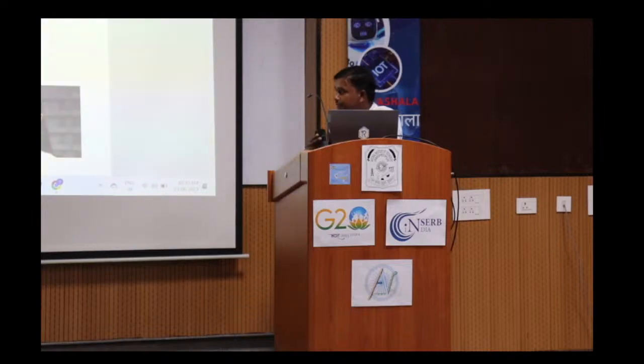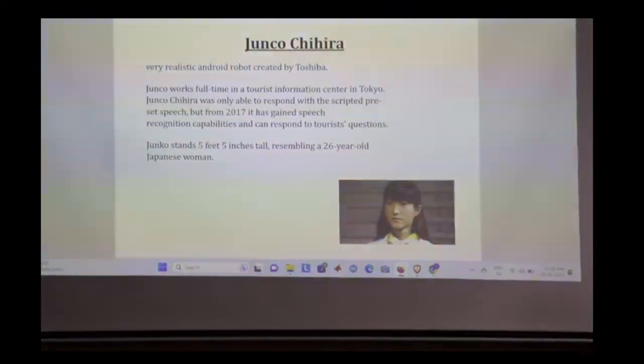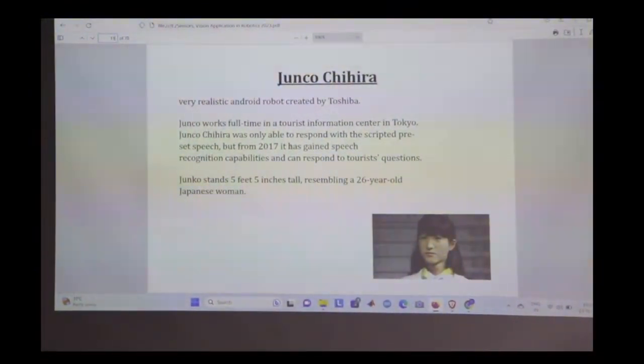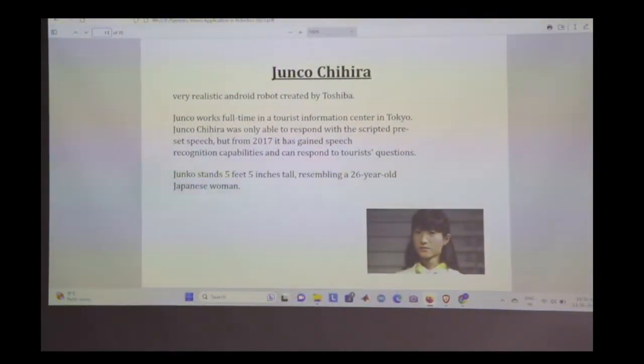Then this is Junko Kichira. Okay, and it is a very realistic android robot created by Toshiba, right? And Junko works full time in a tourist information center in Tokyo, and it was able to respond with scripted, preset speech, but in 2017, it gained speech also.